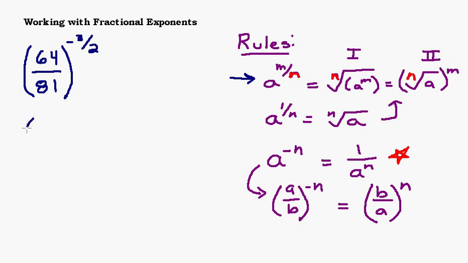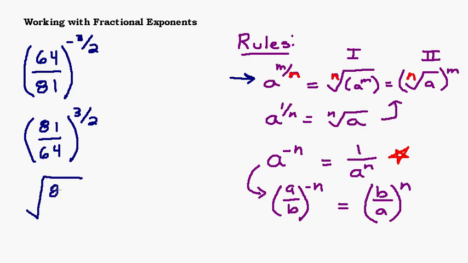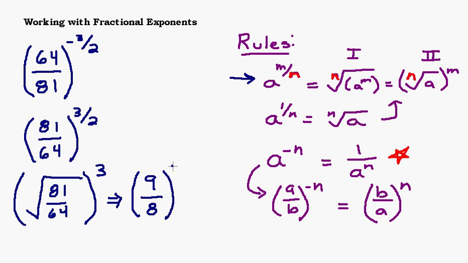Okay, so again we have a negative exponent. I'm going to take care of that first by flipping this over. Then I can write this as a positive exponent, and get rid of that negative. This 2 tells me I'm going to take the square root of 81 over 64. And then the 3 tells me I'm going to take that to the third power. So the square root of 81 is 9. The square root of 64 is 8. And then I have to take this all to the third power. I think we did 8 to the third power a second ago, didn't we? Wasn't that 512?